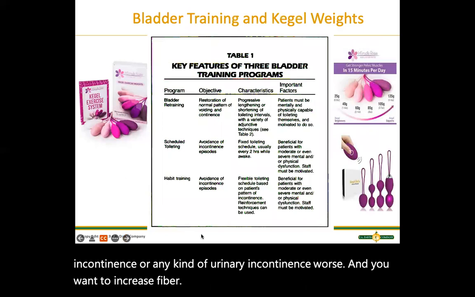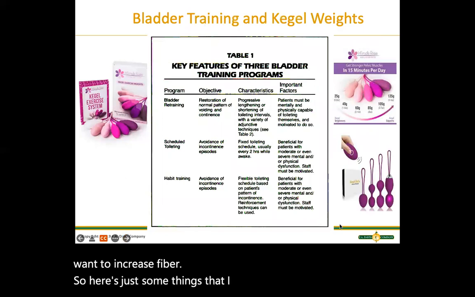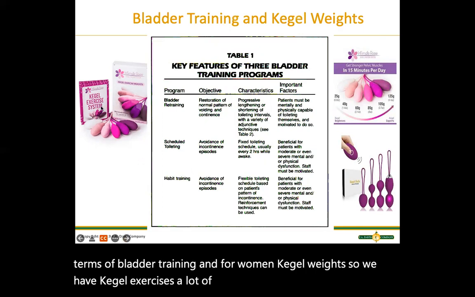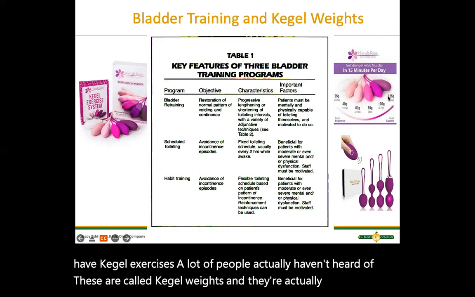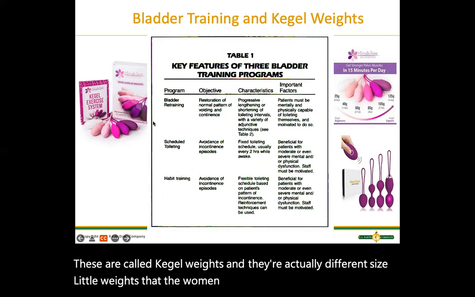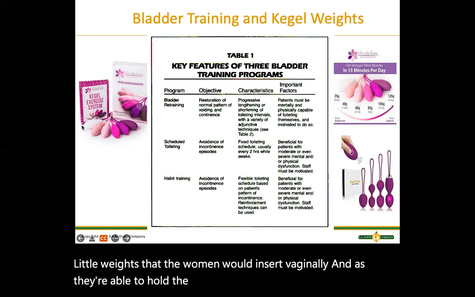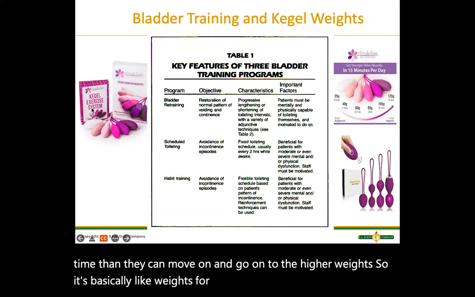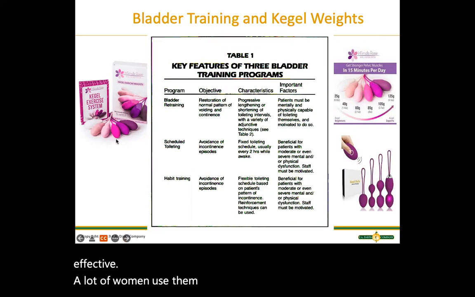Okay, so here's just some things that I wanted to point out to you in terms of bladder training, and for women, Kegel weights. Okay, so we have Kegel exercises. A lot of people actually haven't heard of these. These are called Kegel weights, and they're actually different size little weights that the women would insert vaginally. And as they're able to hold the smallest weight in for a longer amount of time, then they can go on to the higher weights. So it's basically like weights for your vagina. And they're actually very effective. A lot of women use them and find them extremely helpful.